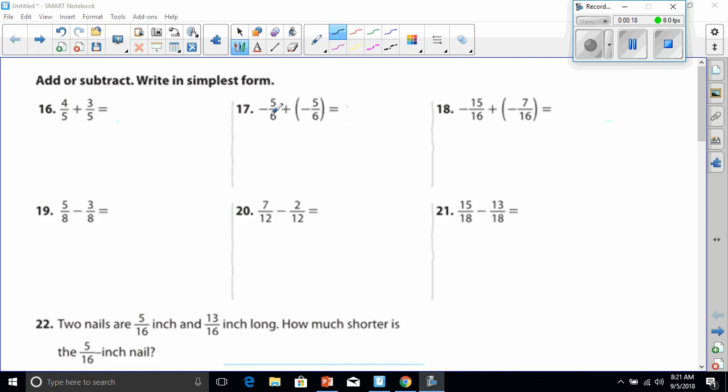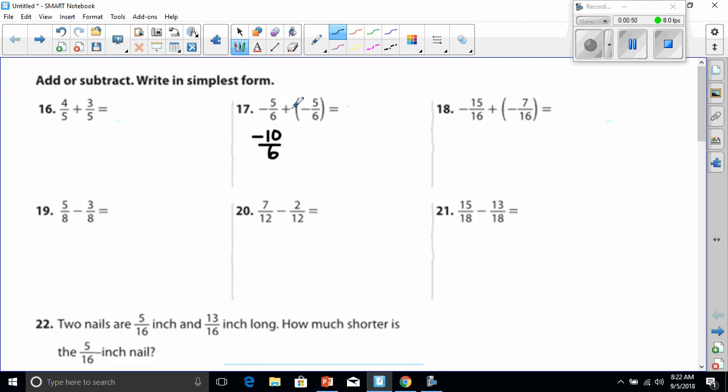We know as long as our bottom denominators are the same, we can simply go ahead and combine our top terms. We have a negative and a negative. Well, our rule is for addition and subtraction, if our two signs are the same that we're combining, we're going to simply add the numbers together. So this is going to be negative 10 over 6.